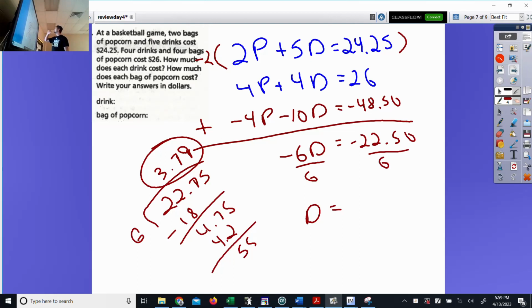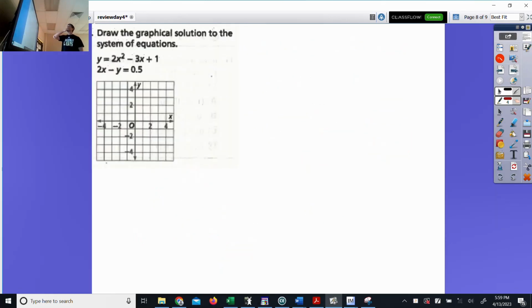Draw the graphical solution to the system of equations. It's a legit question for EOC. It's fine, play with that, just be quiet.